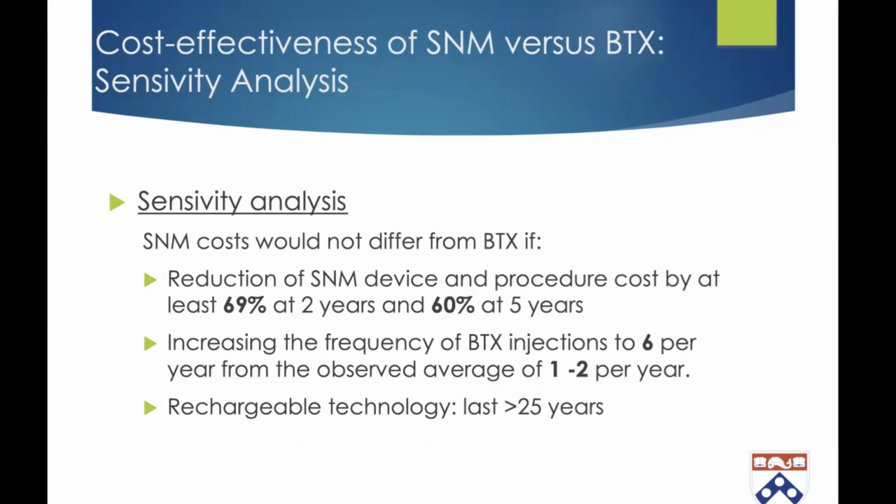And how about Botox? What if they needed a lot more injections? So if they needed 6 per year, then it broke even. Well, in the study, it was 1 to 2 per year.